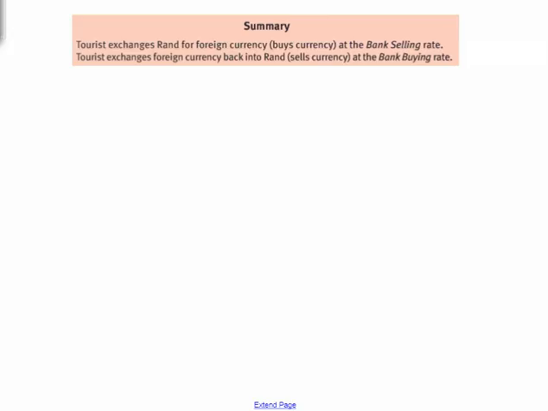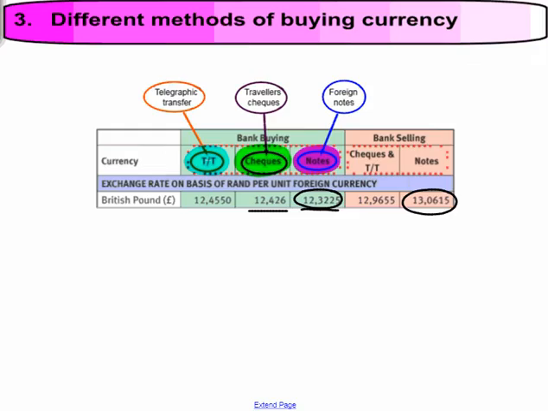Okay, this is just a summary of that. The tourist exchanges rands for foreign currency. He buys currency, so the bank is selling it. When you come back, you give the currency back to the bank, so the bank is buying from you. Right, let's have a look here.